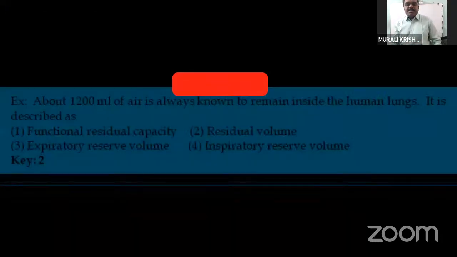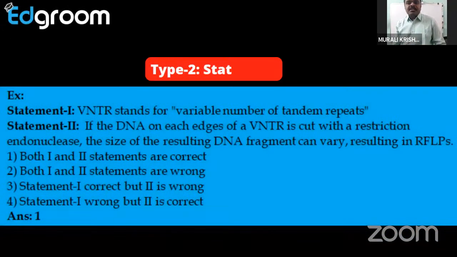Next type of question is statements. The statements 1 and 2, statement type questions. These are giving 2 or 3 statement type questions. Those are VNTR. Here you can find VNTR, variable number of tandem repeats, is a direct point from the NCERT, and statement 2 also from the NCERT. In some cases they will change a small portion of the statement 2 and they are asking it as right or wrong like a concept. So here the answer is 1 because both statements are correct.